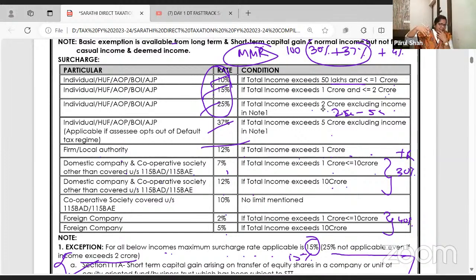For a foreign company, whatever the income is, they are already paying basic tax of 40%. So what's the surcharge rate? The surcharge rate is 2% and 5%. Clear? Right. Cooperative societies specifically covered under 115BAD, not in the Inter syllabus, only in Final: those who pay tax at 22% have a surcharge of only 10%, and for everyone else it is the normal 7 and 12%.